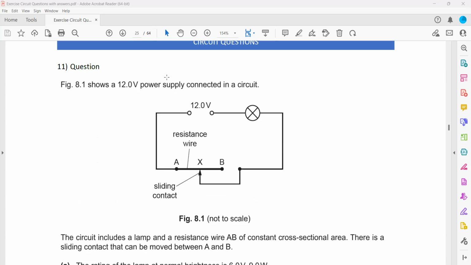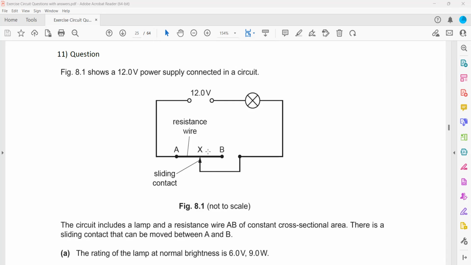Another question. Figure 8.1 shows a 12-volt supply, and this is a movable part. Look, when the conventional current, or any kind of current, even electron flow, is there, this is how the current will flow. So this combination appears to be in series because there's only one passage for the charges to flow. If there's a 12-volt supply, and I say there's 6 volts here, how much voltage will there be across A and X? That will be 6 as well, because in series the voltage divides.